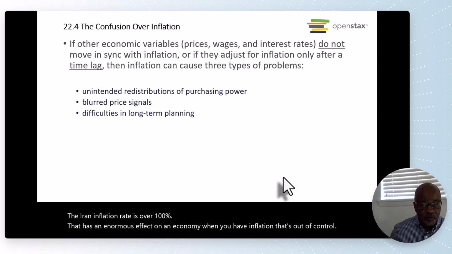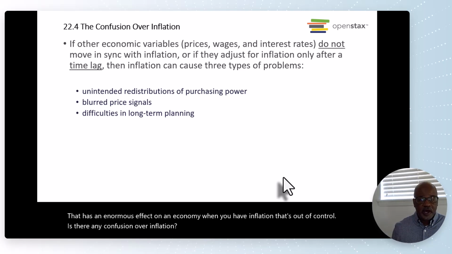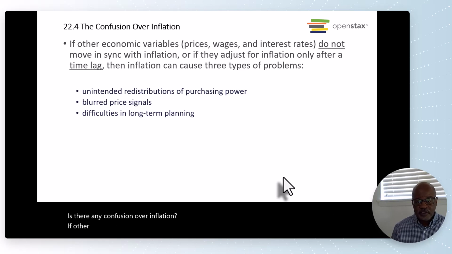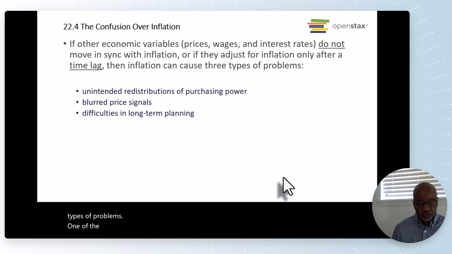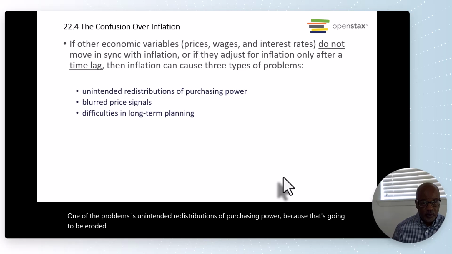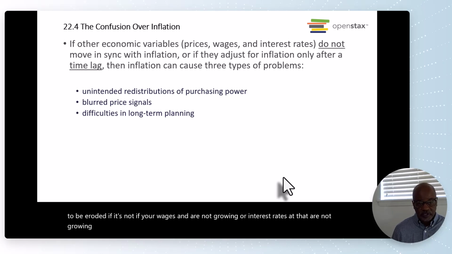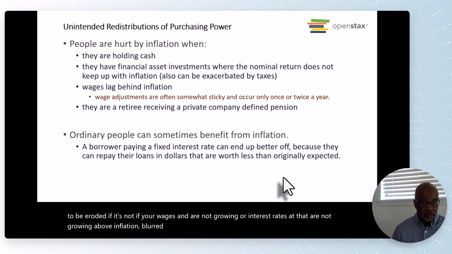Is there any confusion over inflation? If other economic variables like prices, wages, interest rates do not move in sync with inflation, or if they adjust for inflation only after a time lag, then inflation can cause three types of problems. One of the problems is unintended redistributions of purchasing power, because that's going to be eroded if your wages are not growing, or interest rates are not growing above inflation, blurred price signals, and difficulties in long-term planning.